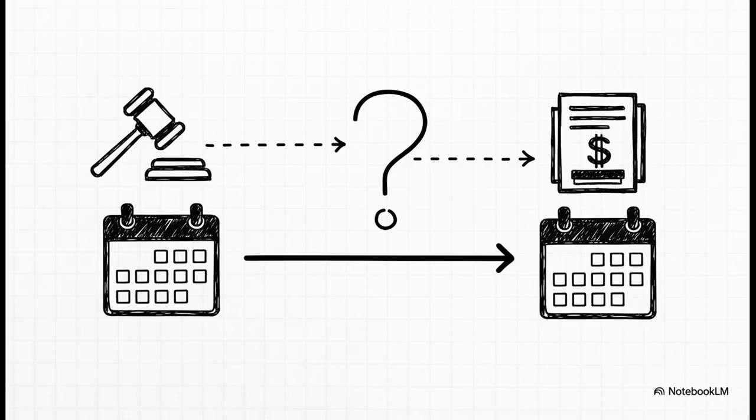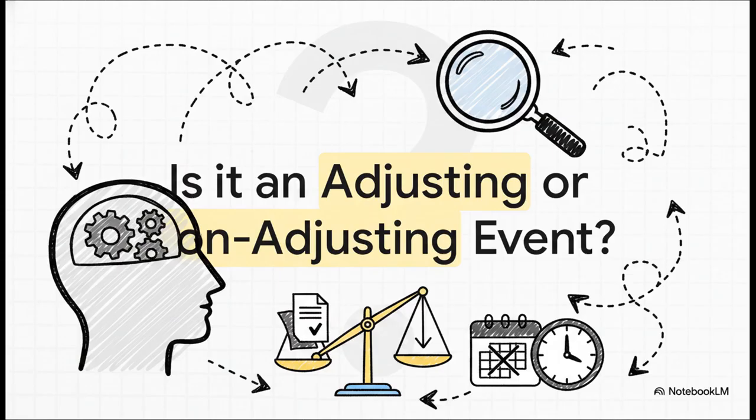So, what's your call? Do you go back and change the December 31st numbers? Or do you just mention it in the notes? This is a direct test of your professional judgment. Think about it for a second. Is it an adjusting event or a non-adjusting event?